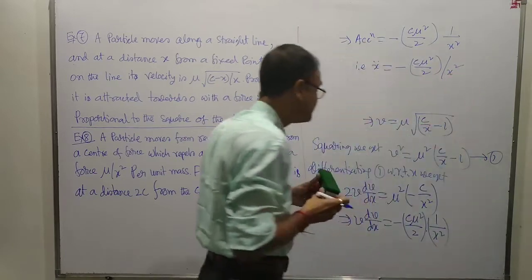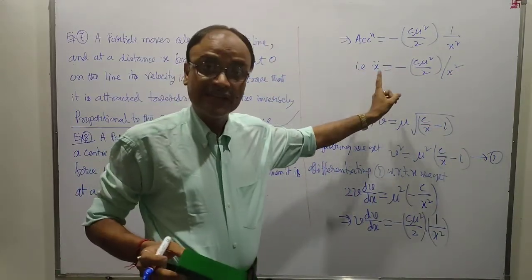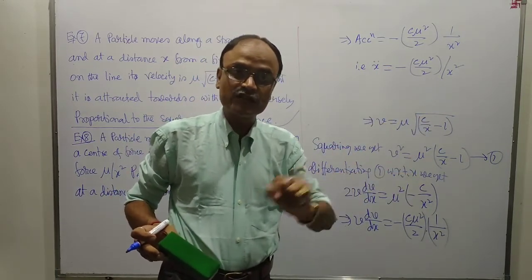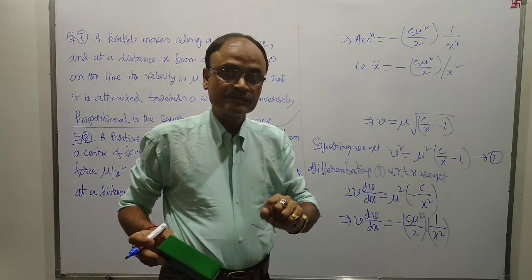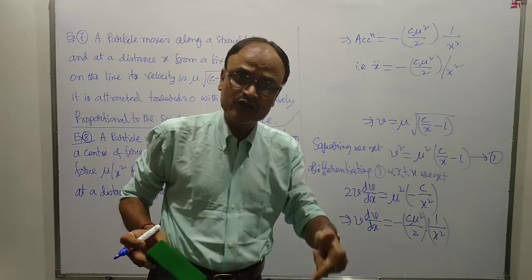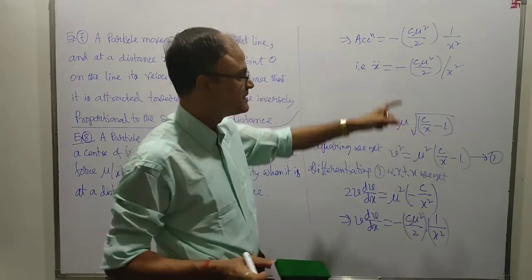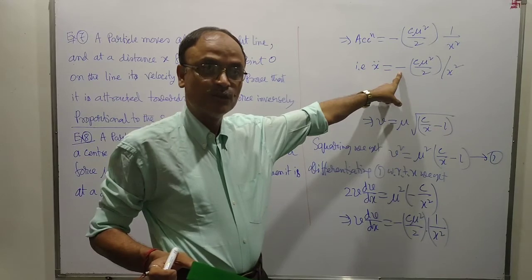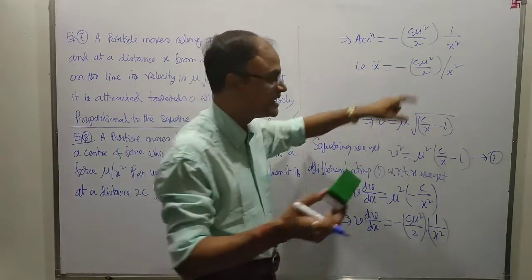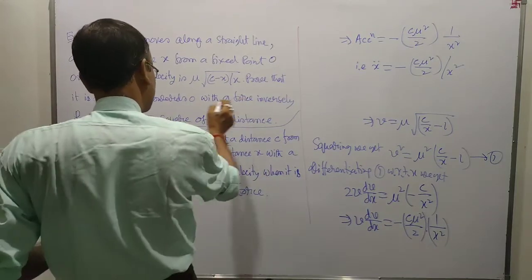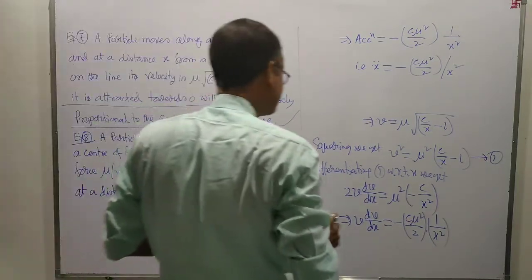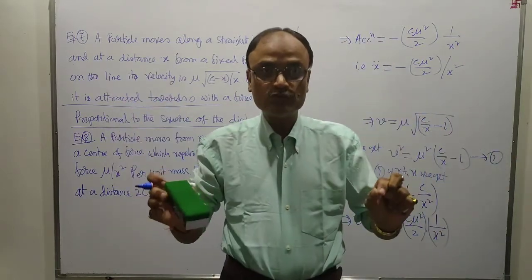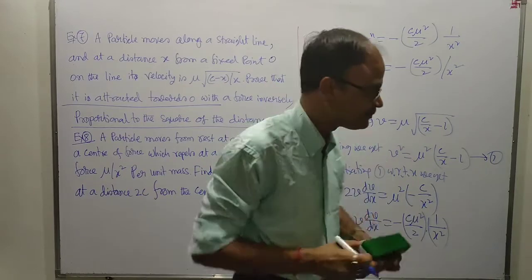1 divided by x square. You see, x double dot is the mathematical expression for acceleration, for acceleration moving in a direction of x increasing. The negative sign shows that the particle is moving in a direction of x decreasing, and it is attracted to us. And we are measuring x from the fixed point O.